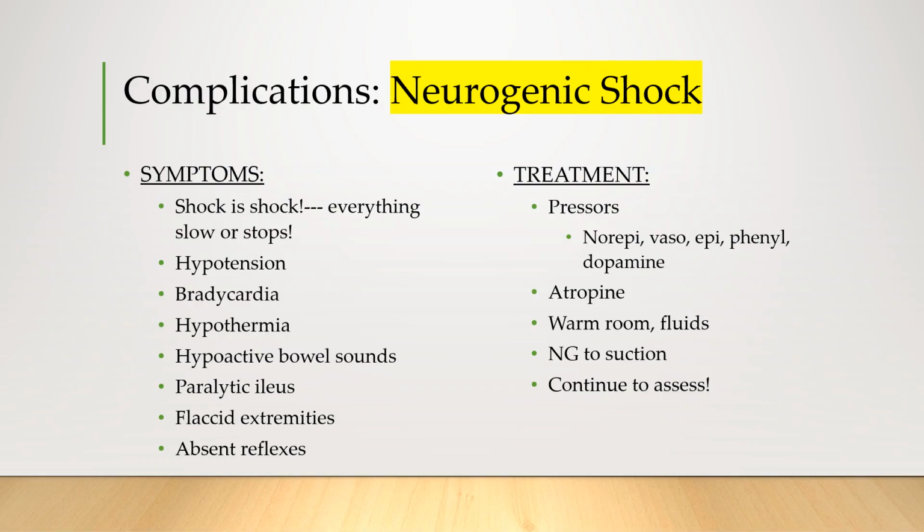So complications of neurogenic shock. One of the things we see is sudden bradycardia. So we're going to see hypotension. We're going to see everything go hypo. If you know the list, hypotension, hypothermia, bradycardia, everything goes low. But the bradycardia tends to be very sudden.